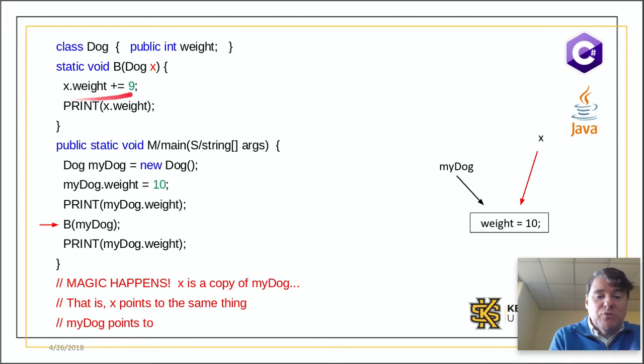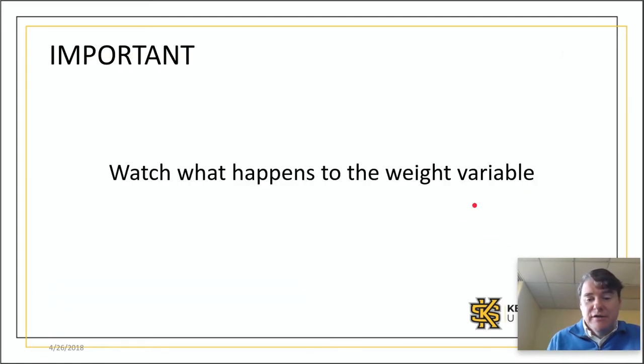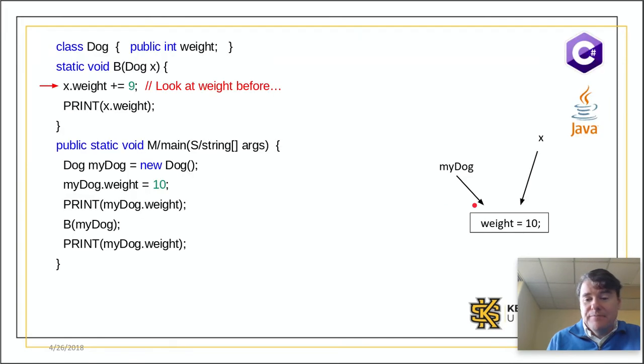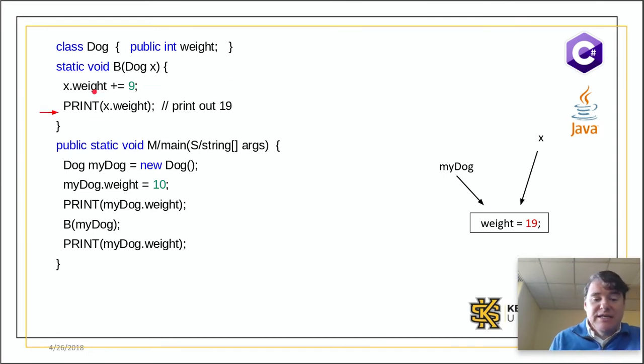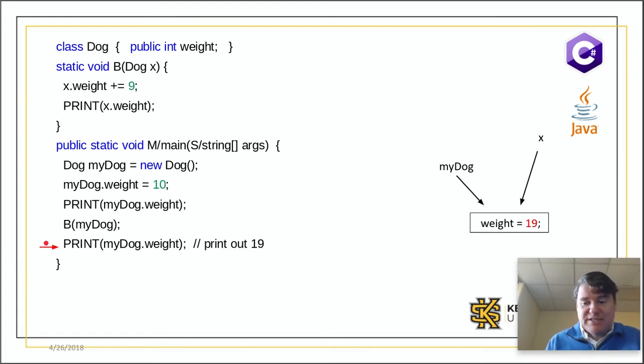So up in my method, when I say x, which is this object that I have up here, dot weight plus equals 9, I'm actually adding to the weight that was in the main method, because they're both pointed to the same thing. When I add 9, the weight for both x and myDog updates to 19. So when I print the weight, you're going to get 19. And when I come down and print myDog.weight, we're both going to get 19.